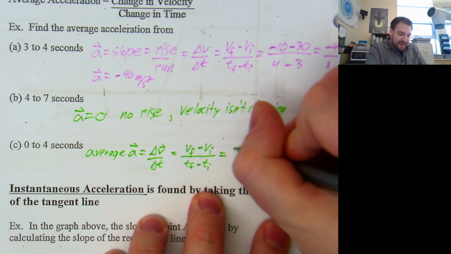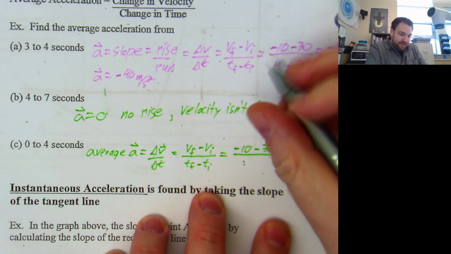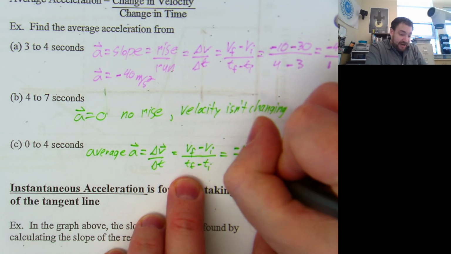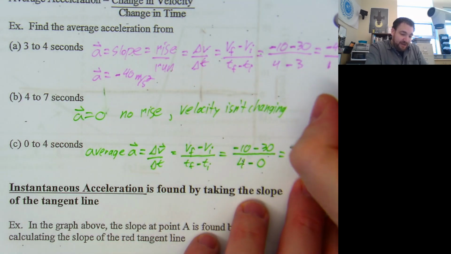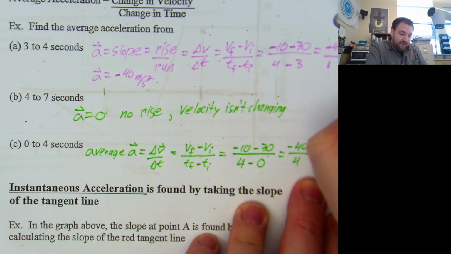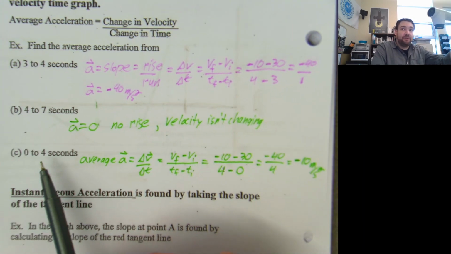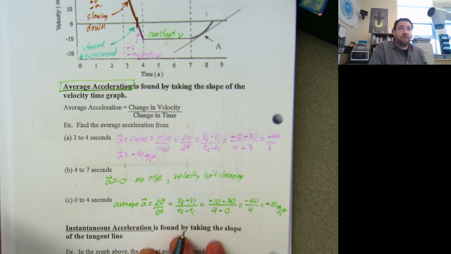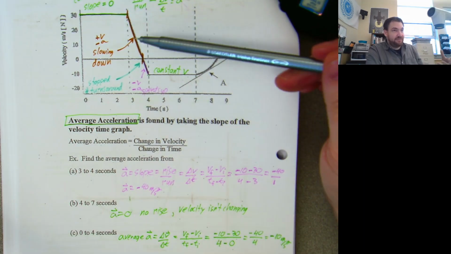Our final velocity is -10. Our initial velocity is 30. The time final now is 4 seconds. My time initial is 0 seconds. And so this would be -10 minus 30 is -40 divided by 4. We would say the average acceleration is -10 meters per second squared over this entire time interval, even though we know, based on the graph, that's not what the object did.